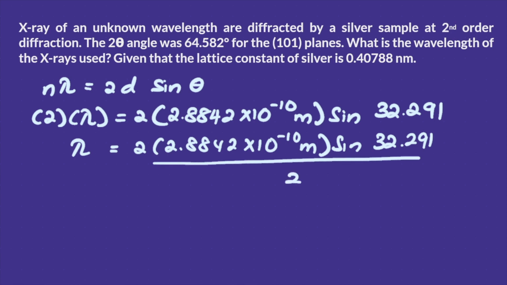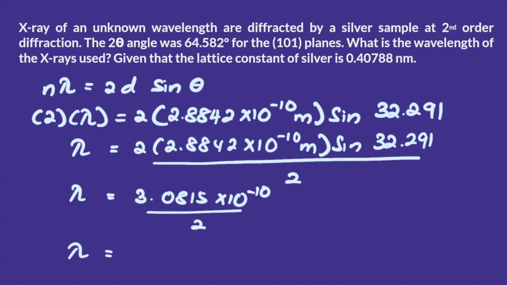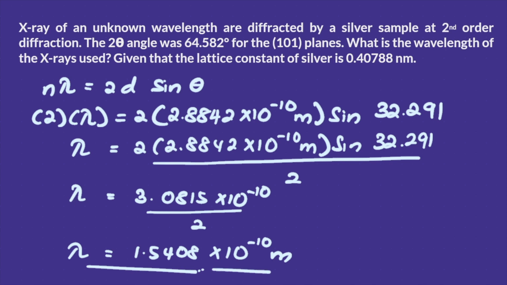Right? So therefore your lambda should be equivalent to 3.0815 times 10 to the power of negative 10 divided by 2. Hence, you will get your lambda equivalent to 1.5408 times 10 to the power of negative 10 meter. So this is the final answer for the third question.